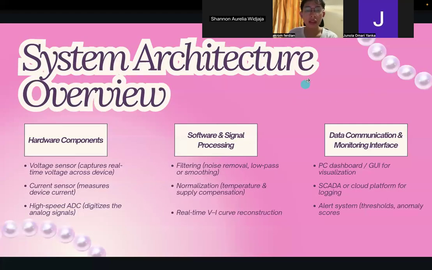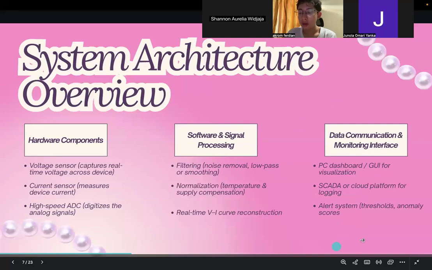Okay, system architecture overview. Number one is hardware components. A voltage sensor captures real-time voltage across devices. A current sensor measures device current, and a high-speed ADC digitizes the analog signal. Then software signal processing: filtering, noise removal, low pass or smoothing, normalization for temperature and supply variation, and also real-time VI curve extraction. The last one is the data collection and monitoring interface: a PC dashboard or GUI for visualization, SCADA or cloud platform for logging, and an alert system for thresholds and anomaly scores.